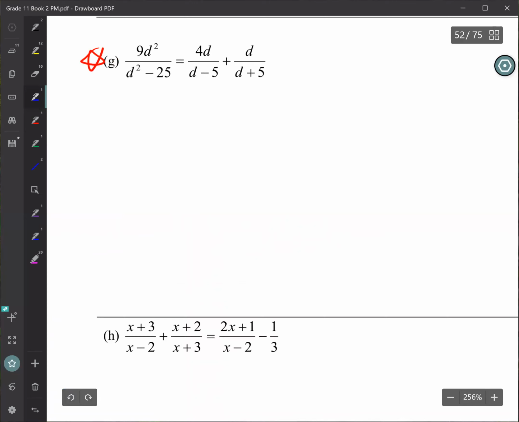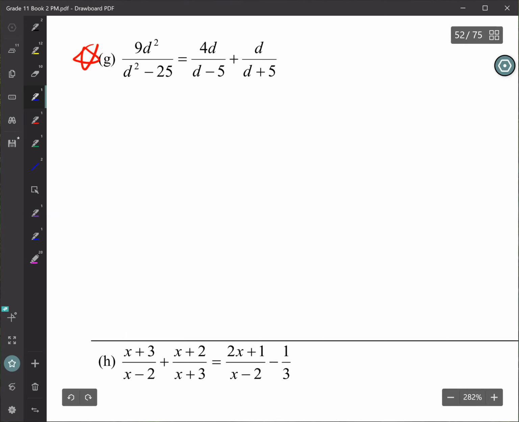Okay, this time you got it right. Brandon, can you tell us which part can be factored? D plus 5 or D minus 5? Sorry, my bad. These you can factor.